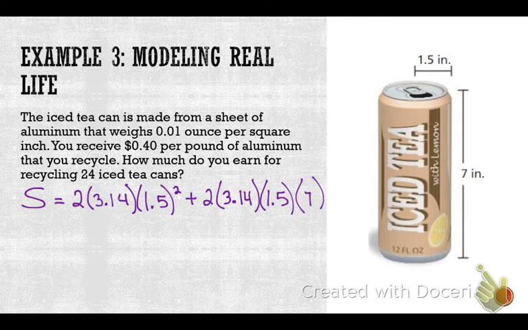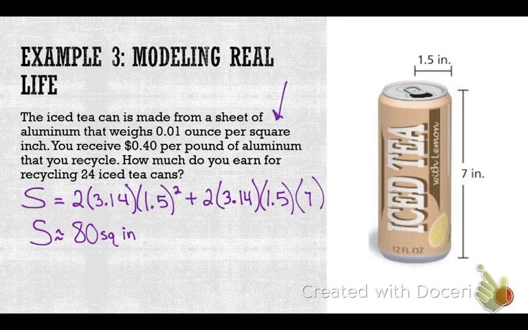Okay, if it tells me how much I make per square inch, it makes sense that if I know how many square inches, I know how much money I can make off of 1 can. Y'all following me? Okay, so when we do all this math, I want to give you a minute to do the math and figure out how many square inches of aluminum are on this can. Okay, so I got about 80. Just round it to 80. So for 1 can, it's about 80 square inches.